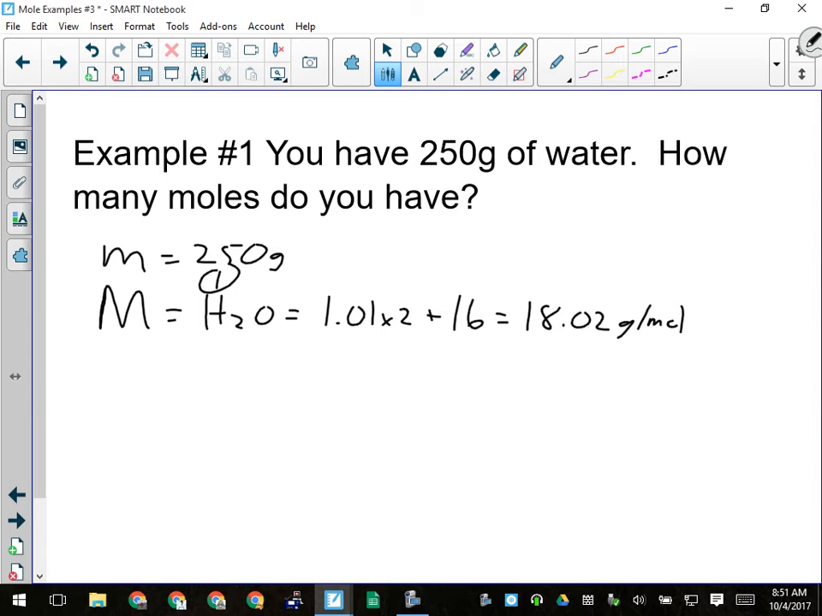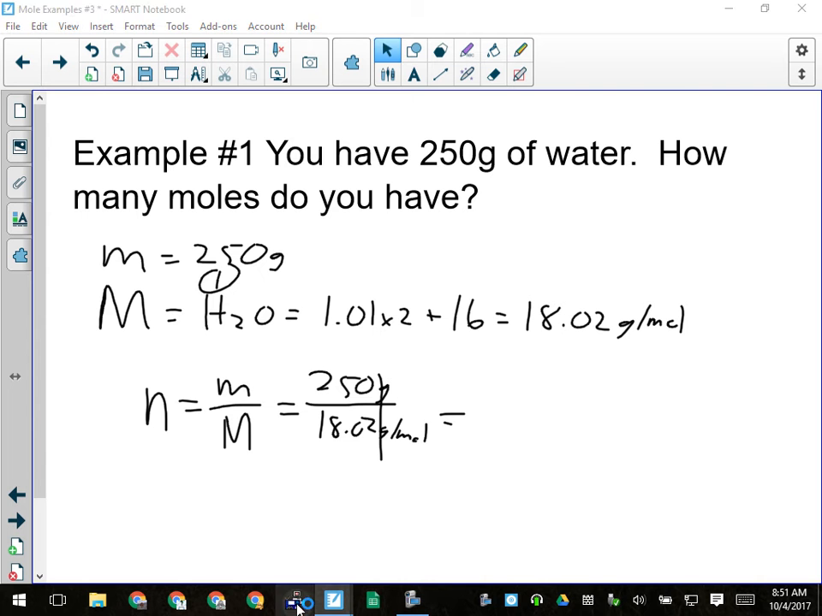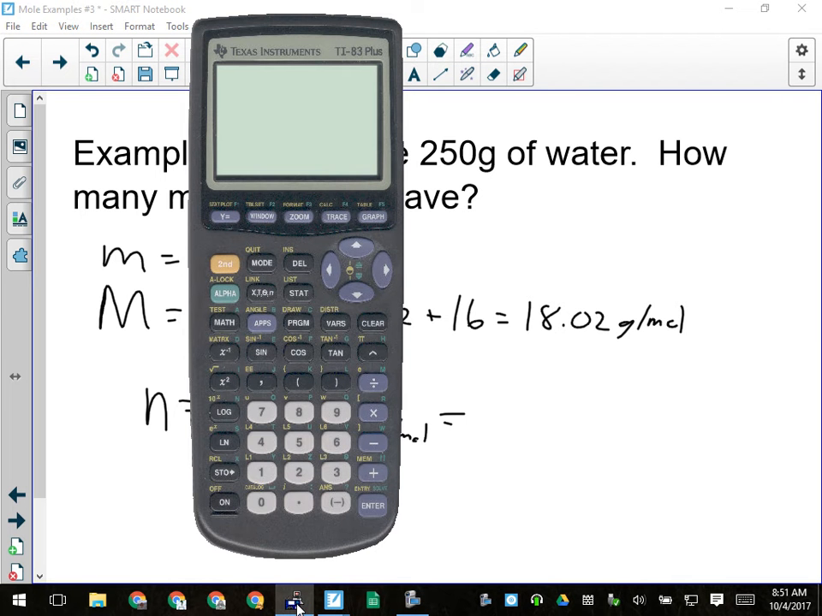How many moles do we have? N equals little m over big M, and N stands for number of moles. So we don't have to do any manipulating. We just need to plug in the numbers we have: 250 grams divided by 18.02 grams per mole. The grams will cancel off and we'll be left with moles. So 250 divided by 18.02 will give us 13.87 moles.